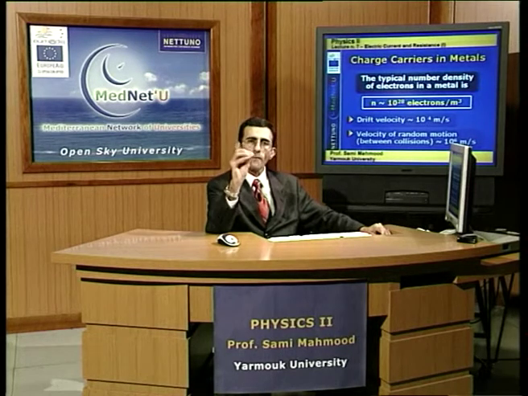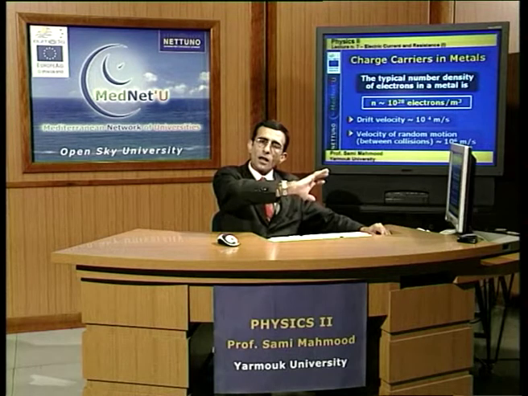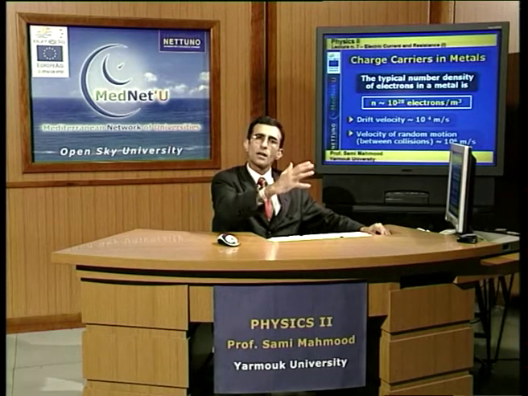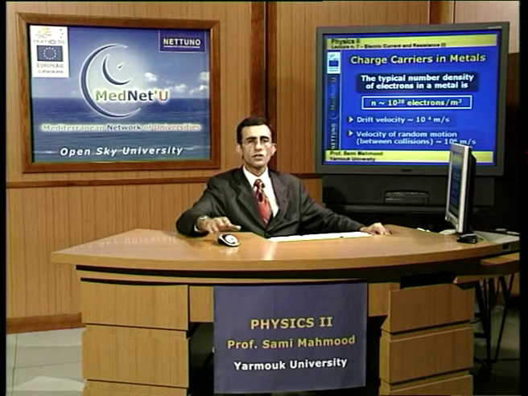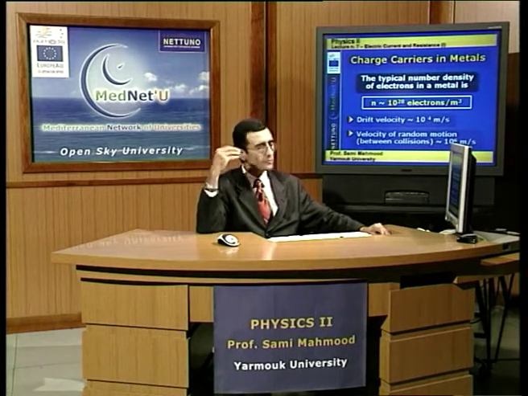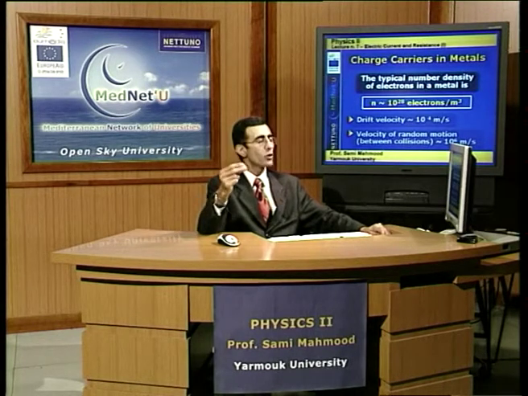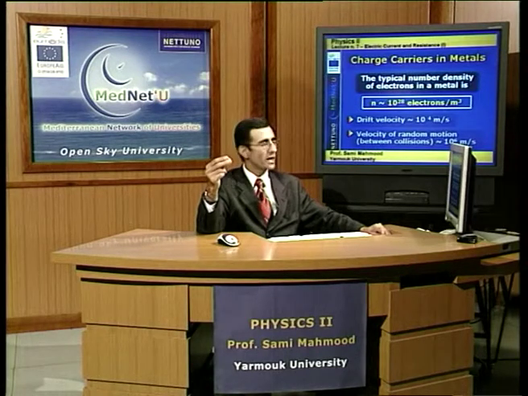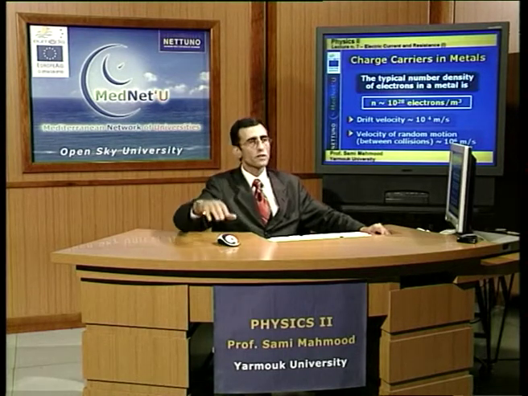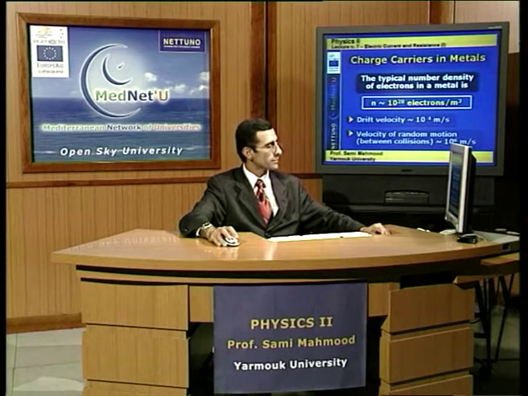And the only way that we can obtain such a transport, such a motion of the charge from one point to another, is by the application of the electric field, which will introduce a drift velocity. Although it is very much smaller than the random velocity associated with the electrons, it is responsible for the transport of charge through the conductor.